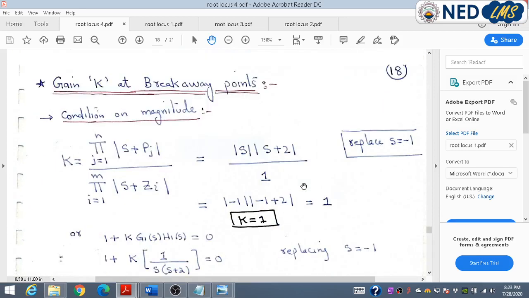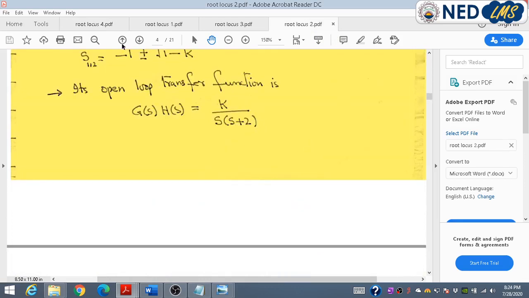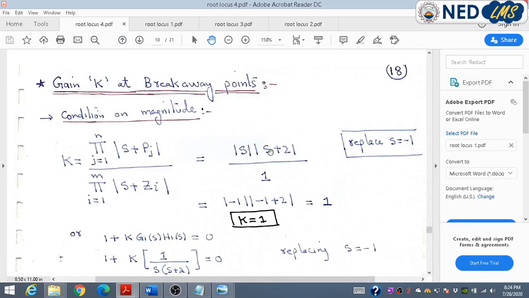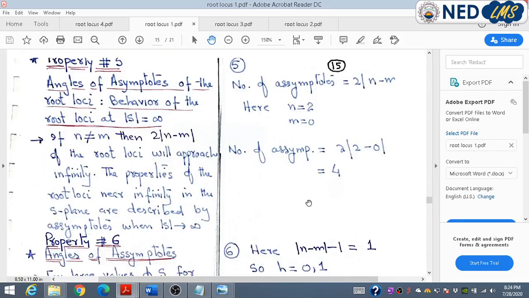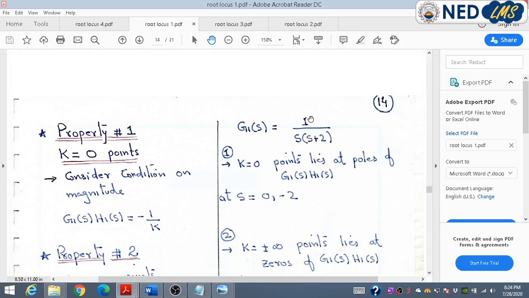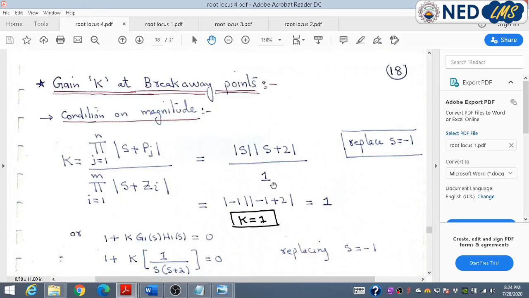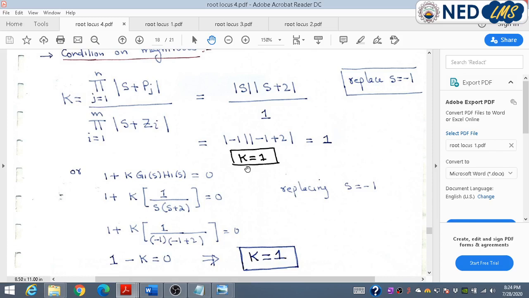After finding the breakaway point, we can also find the value of k at the breakaway point. Consider again the condition on magnitude. In our case we have two poles, s and s plus 2. These two terms are here in the numerator, and we have no zero here, so I have written 1 in the numerator, because in our equation we have already written 1 there. Further, replace s by the solution of equation star, which is minus 1, which gives us the value of the controller gain, which also comes out to be 1.